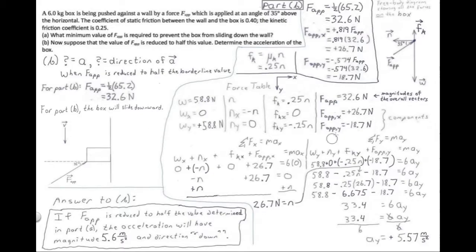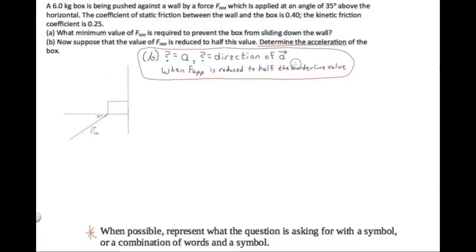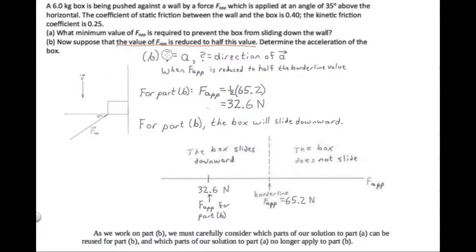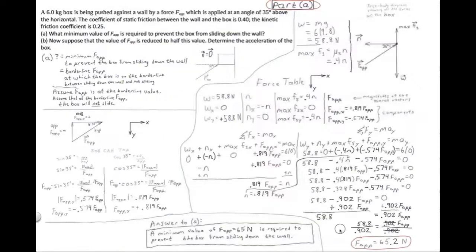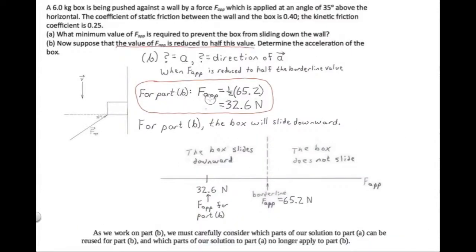Here's a summary of the solution for part B. I will choose to interpret the question for part B as asking for both the magnitude and the direction of the acceleration vector. The wording for part B says that in part B, the value of F applied will be reduced to half this value. Half of which value? Half of the value for F applied, which we determined in part A. In part A, we determined that the borderline value for F applied is 65.2 newtons. So for part B, the value of F applied will be half of 65.2 newtons, which is 32.6 newtons.